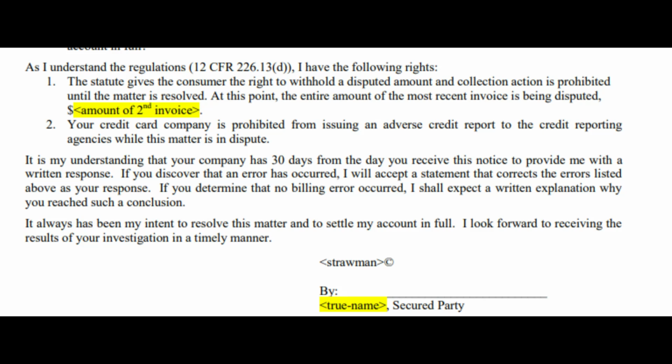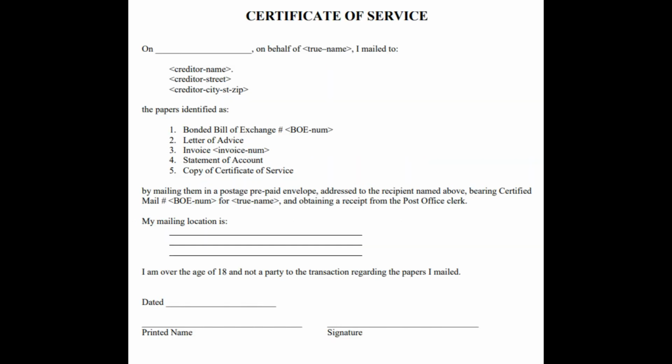So then also the invoice was sent, the statement of account, which is going to be your payoff bill, or the purchase order, whatever it was, right? So and then the copy of certificate of service. By mailing them in a postage prepaid envelope addressed to the recipient named, bearing certified mail number for the true name, and obtaining a receipt from the post office clerk, my mailing location is, and I am over the age of 18 and not a party to the transaction regarding the papers I mailed. And so you can go ahead and send that as well.